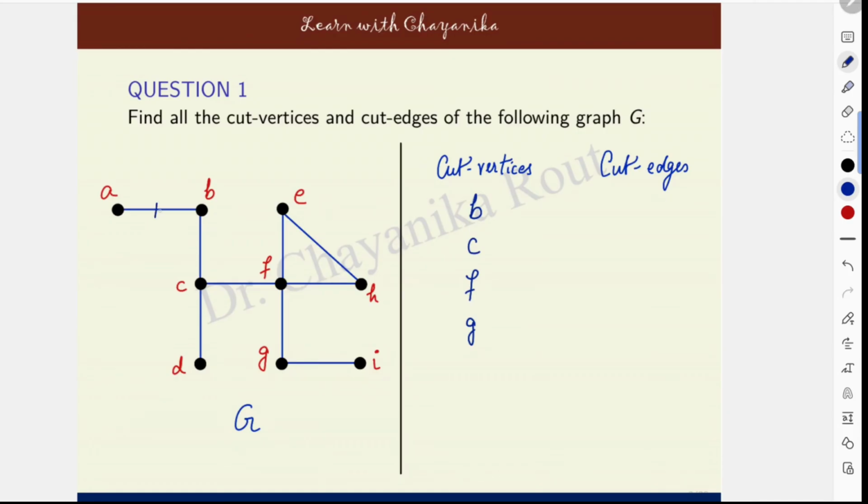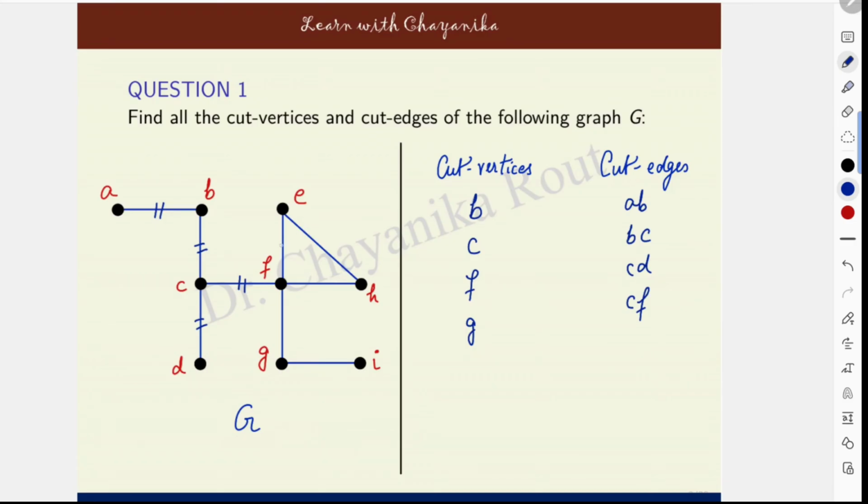So let us start with the edge AB. As we can see here, AB is not part of any cycle in the graph, so AB is a cut edge. That you can check also yourself. By deleting the edge AB, you will see the number of components increase. Hence AB is a cut edge. Similarly, BC not being part of any cycle is a cut edge. CD is not a part of a cycle, so CD is a cut edge. CF is also a cut edge because it is not a part of any cycle.